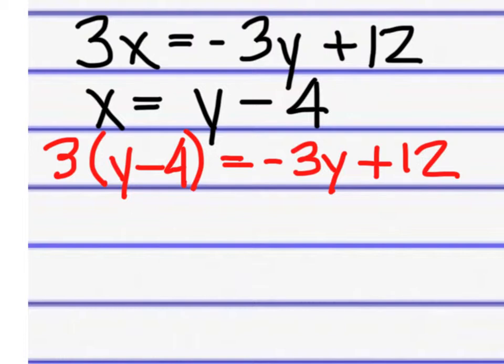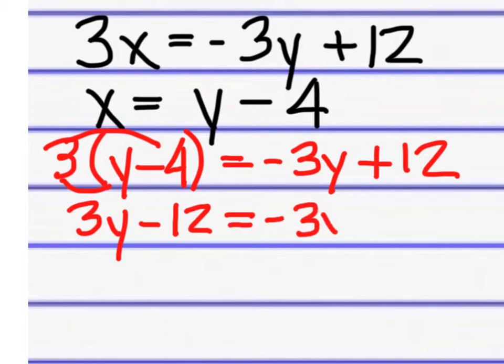Cannot solve for y, yes. Or no, we can distribute, that's right. 3 times y is 3y. And 3 times minus 4 is minus 12. So I have 3y minus 12 equals negative 3y plus 12. What can I do next?